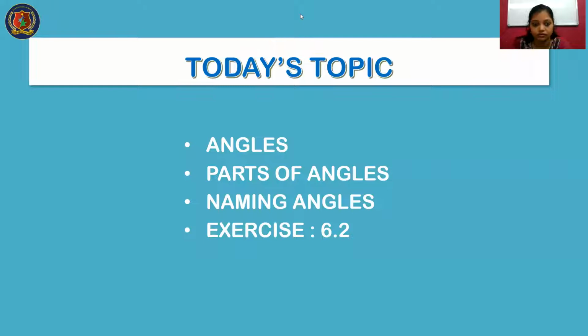So we completed the introduction in geometry chapter 6, and also how to draw a line segment, exercise 6.1, we completed. Now we are moving to exercise 6.2. In 6.2, what is there? Angles. So angles means what are the types of angles and how to name the angle, we are going to see in this topic. Are you all ready? Today's topic: angles, parts of angles, naming angles, exercise 6.2.